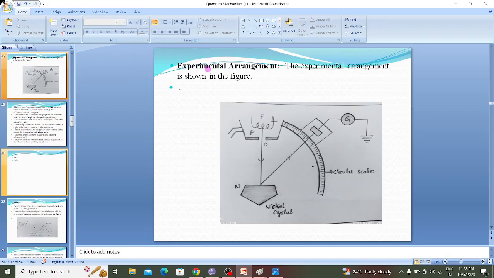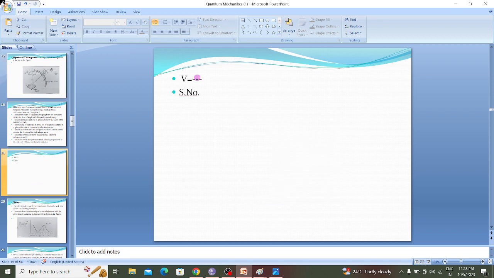Last class we discussed the experimental arrangement. Now we will discuss the theory, meaning how to perform this experiment. Davisson and Germer performed this experiment at different voltages.